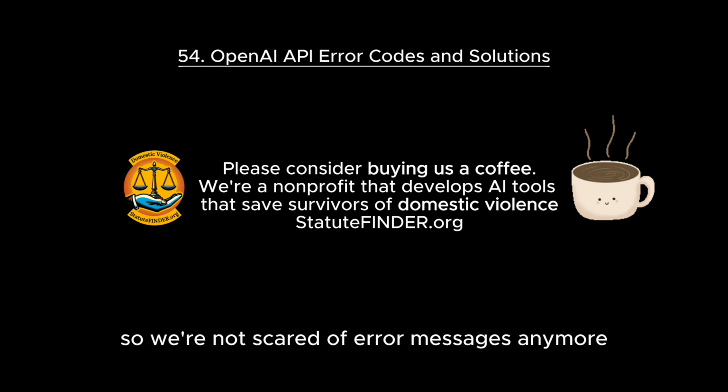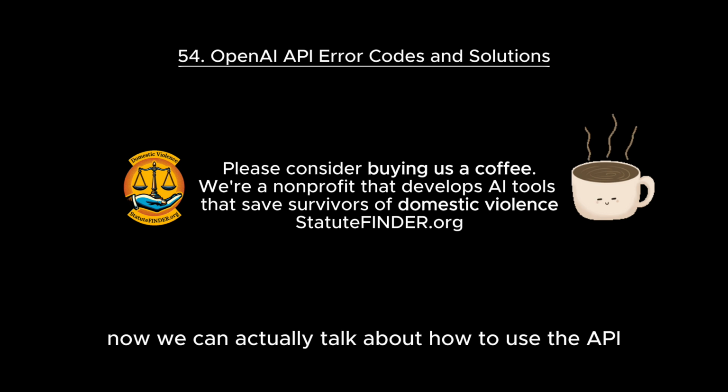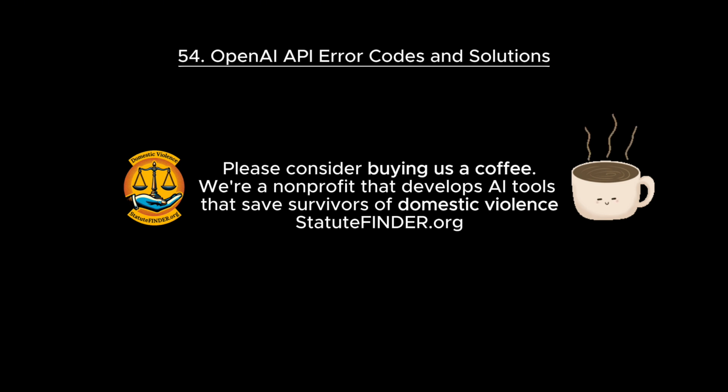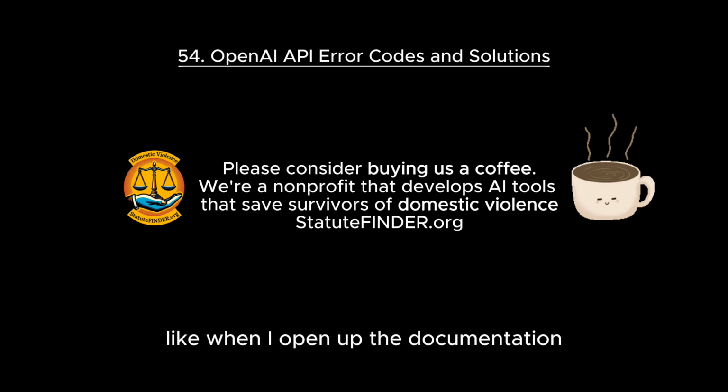Okay, so we're not scared of error messages anymore. No, we're friends with them. That's right. Now we can actually talk about how to use the API and actually make those API calls. Okay, yeah, I'm ready. So where do we begin? Like when I open up the documentation, what's the first thing I should be looking for?